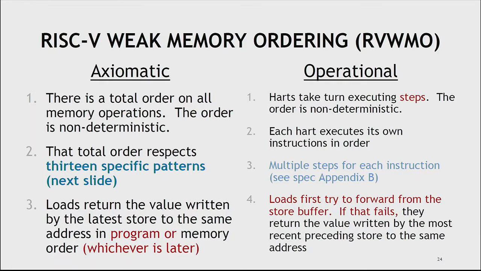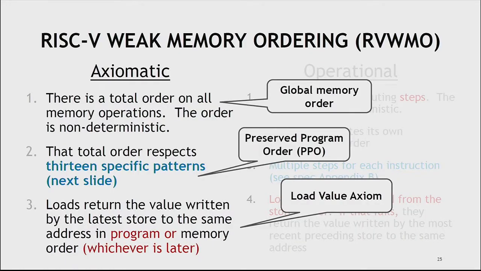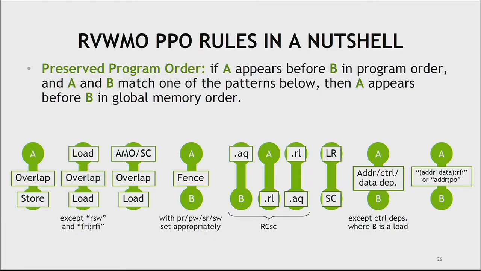And this corresponds on the operational side to a lot of different relaxations that we built into the model as well. I'm not going to have time to go through all of those. They're laid out in great detail in the spec. OK. So in a nutshell, here are the 13 different rules that we have in preserved program order. I overlap some of them just to save space. I'm going to go through them step by step just to give you a sense for what the rules are. So here we go. I'll go through left to right here, more or less.